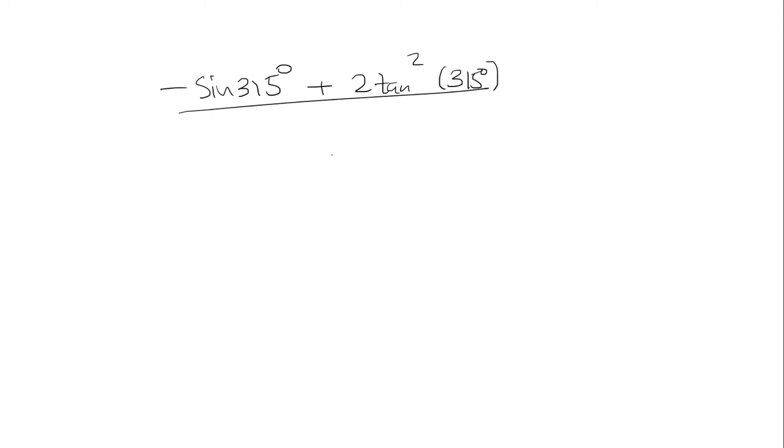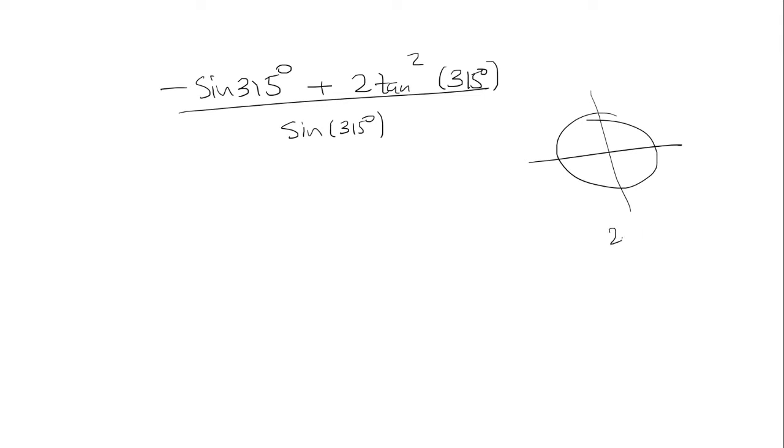I want to evaluate negative sine of 315 degrees plus 2 tangent squared 315 degrees, all over sine of 315 degrees. So for this, it's always good to have the unit circle in mind and see where 315 degrees is.